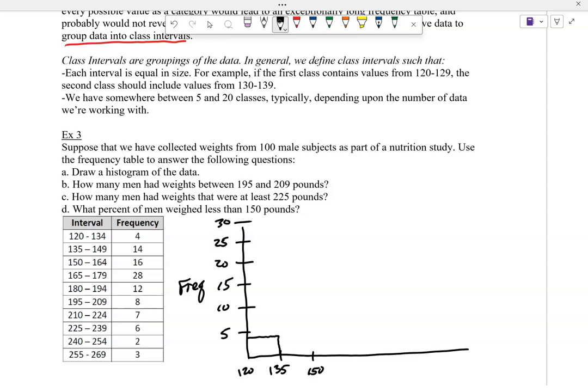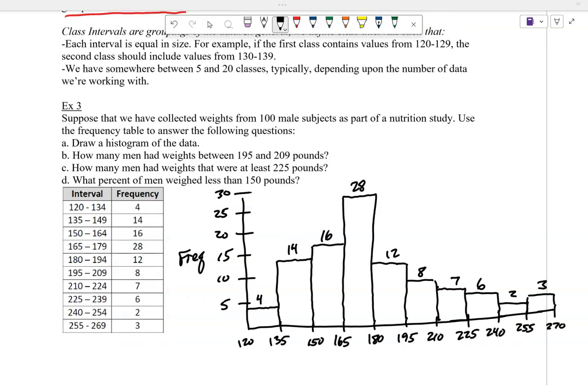I'm going to pause it as I create this. All right, very tedious, but we did draw the histogram. And I did write the frequencies at the top of those.